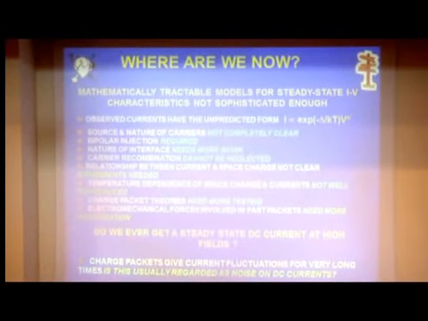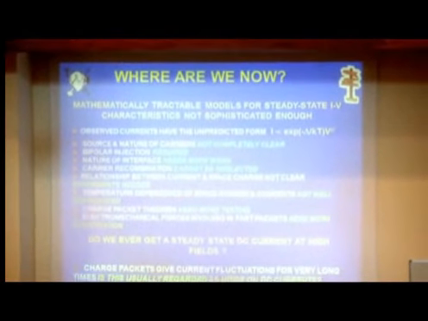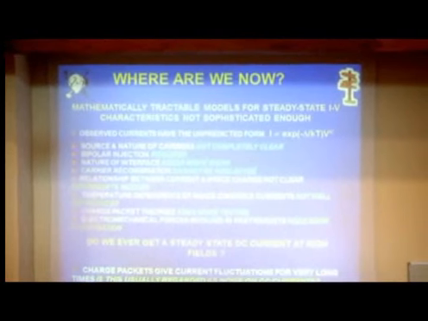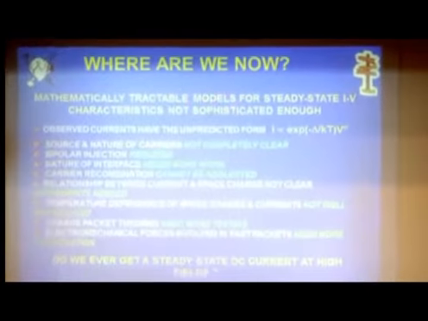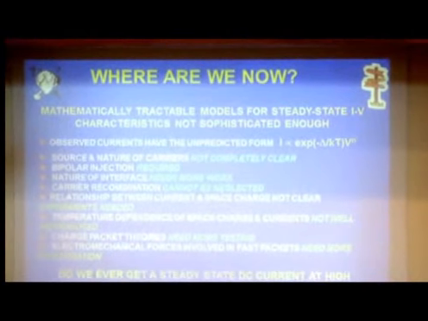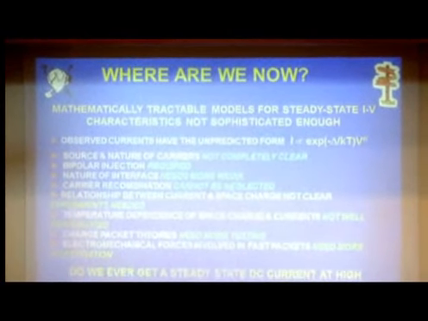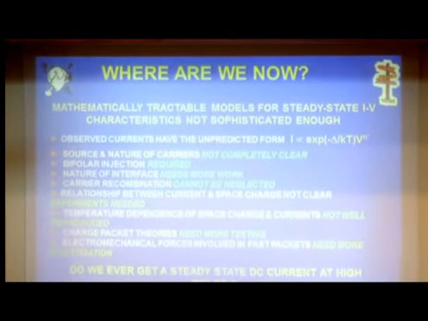So where are we? Nearly finished, huh? Where are we now? We've got mathematically tractable models for steady state IV characteristics, but they're not sophisticated enough. Even when we include recombination, bipolar injection in a computer model, we cannot reproduce everything, or even the most common things that we see in experiment.